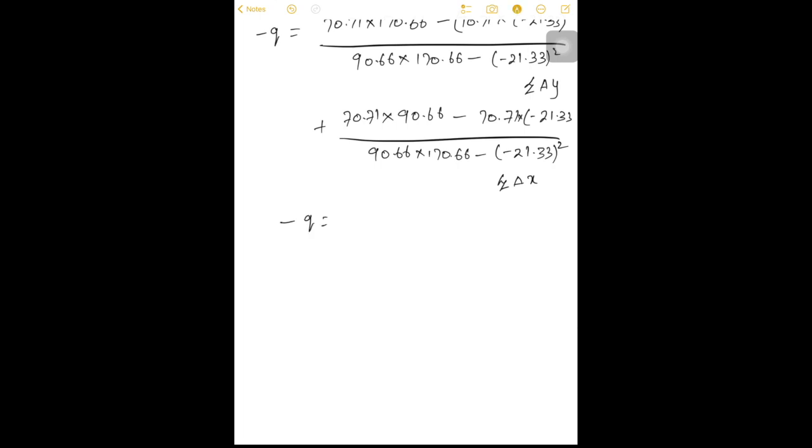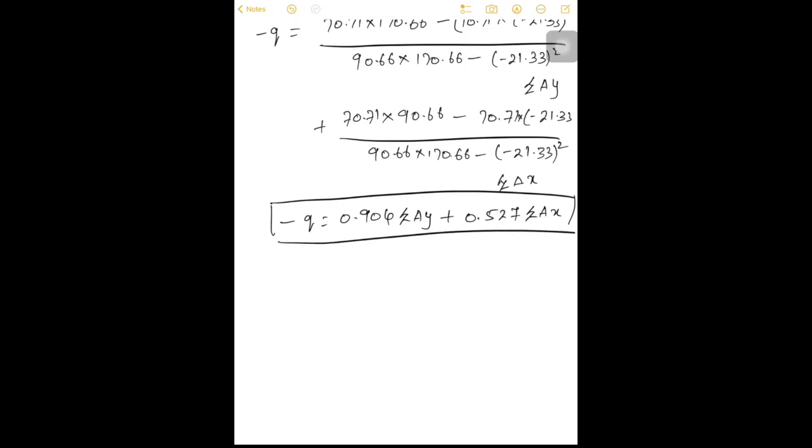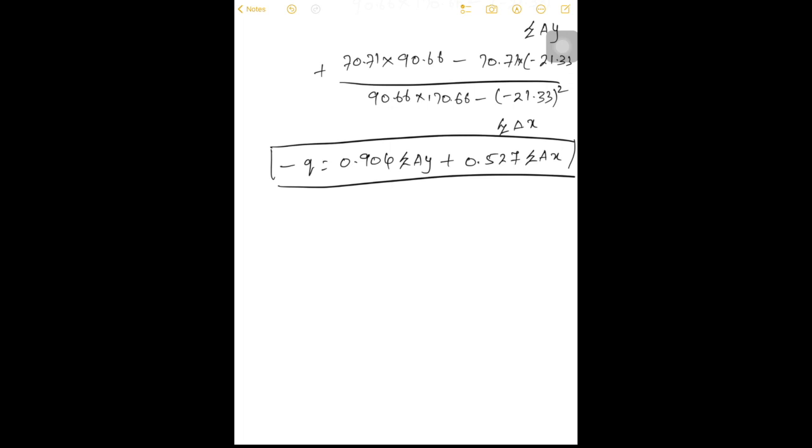equation minus q equal to 0.904 into summation of a into y plus 0.527 into summation of a x. Okay, now we have framed the equation for shear flow. Now we will calculate the flow for each section, so A to B, B to C and C to D.